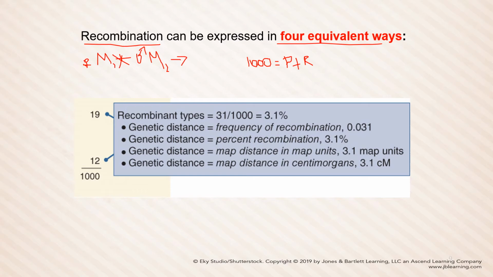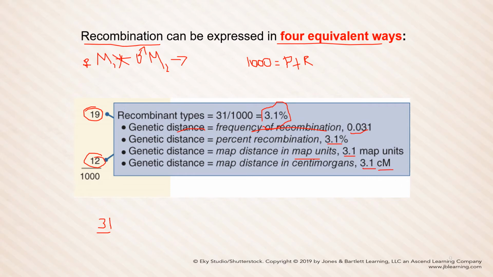In this case, for example, you got 19 flies that look like a recombinant and 12 flies that look like a parental. So you add 19 plus 12 and you get 31. So those recombinants, you will calculate 31 divided by 1,000, which is 3.1%. The genetic distance is the frequency of recombination, and it will be 0.031. The percentage of recombination will be 3.1. Another way to measure that is with map units, as we said before, and in this case it will be 3.1. And if we map the distance in centimorgans, it will be 3.1 centimorgans.